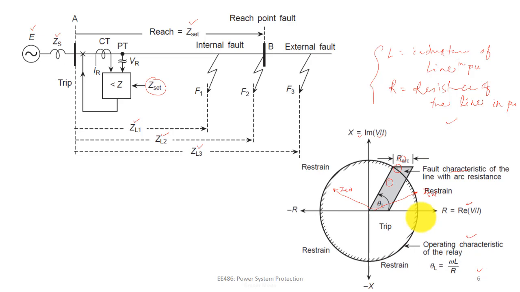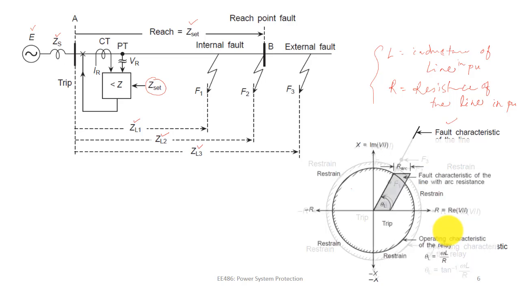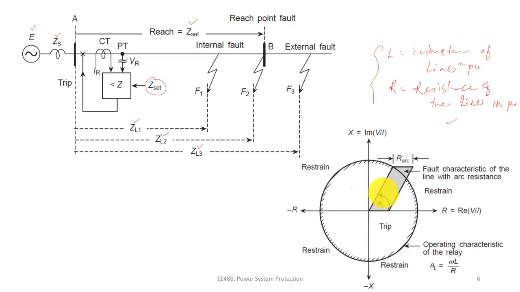This fault characteristic is for when the fault is a metallic fault. Metallic fault means there is no arcing, it is directly shorted to the ground. But in practice, most of the time we find that the faults are arcing faults. So let us consider the arcing fault and how the fault characteristic will look.